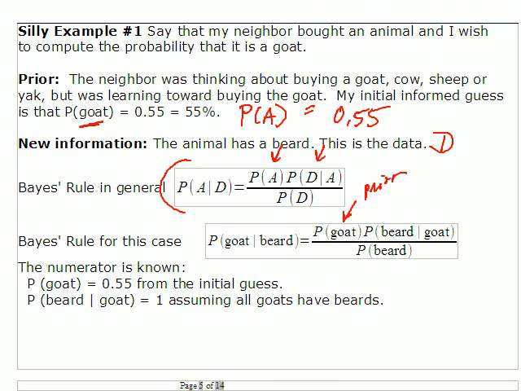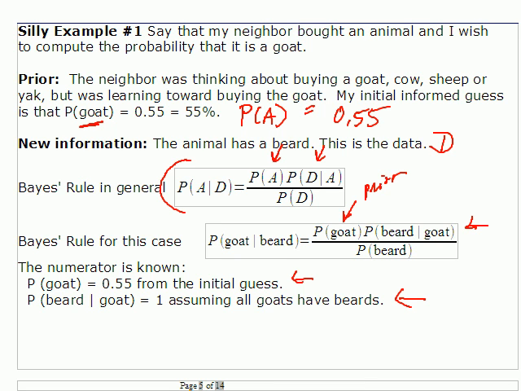I know this is a lot of words and you have to work through the examples yourself, and there are written lectures. This is all written down. Okay, so let's go back. The numerator. What is the probability it's a goat? I already know that. That was my prior, 0.55. What's the probability that it has a beard given that it's a goat? I'm going to say that all goats have beards, and so that probability is 1. So I know the numerator.